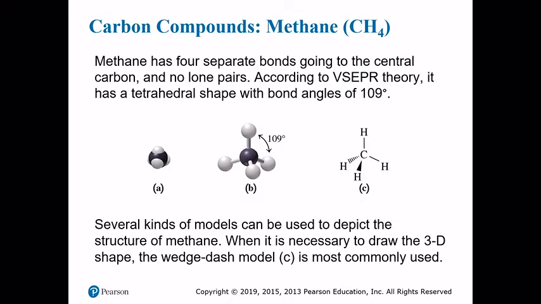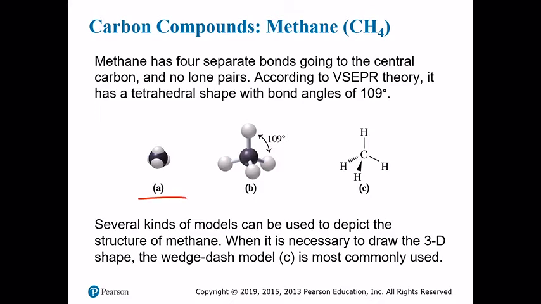That brings us to the 3D models of methane. To draw these correctly, we have to remember how electron groups arrange themselves according to the valence shell electron pair repulsion theory. For an atom that has 4 separate atoms attached to it and no lone pairs, the shape around it is going to be tetrahedral with bond angles of 109 degrees.